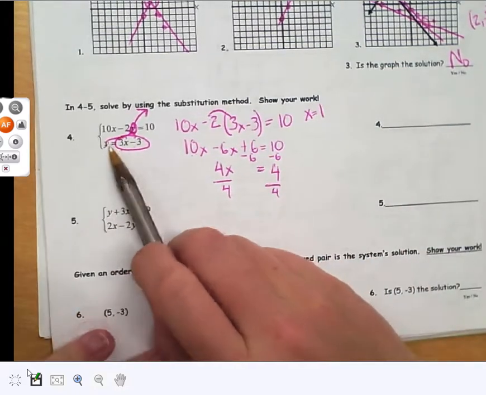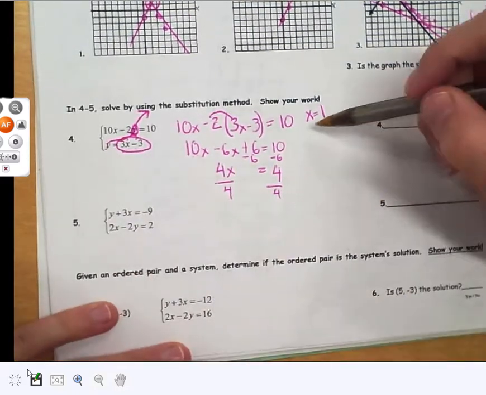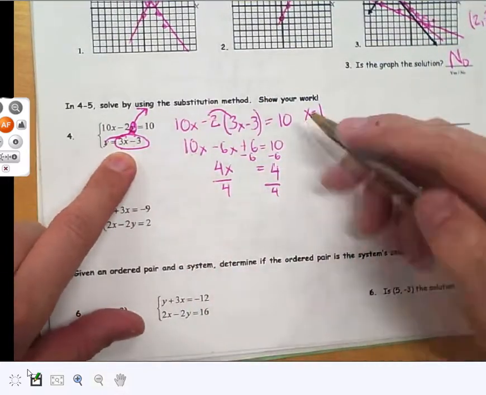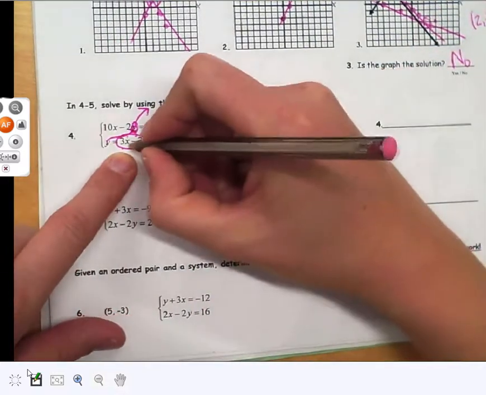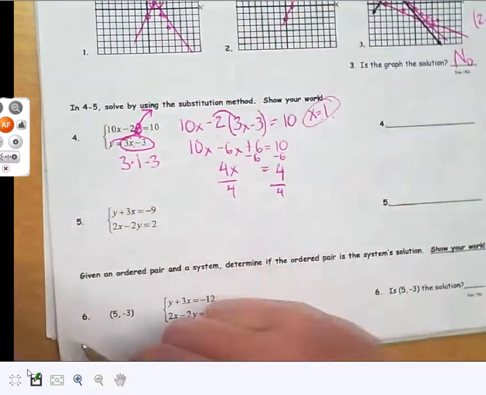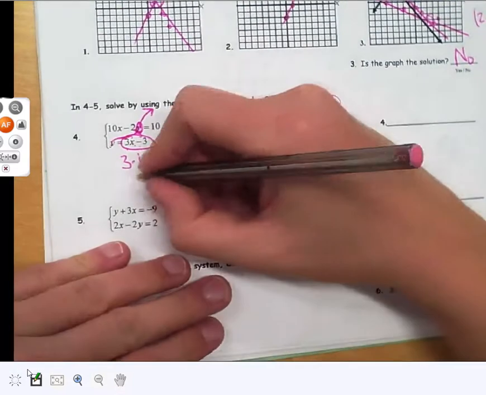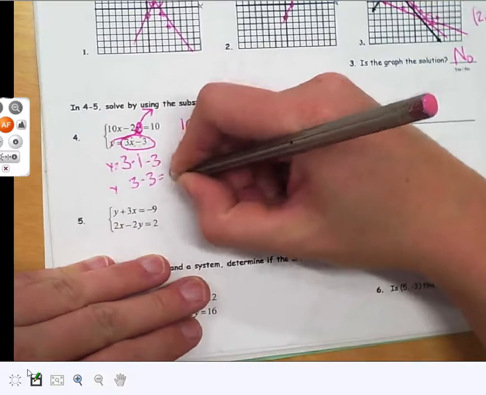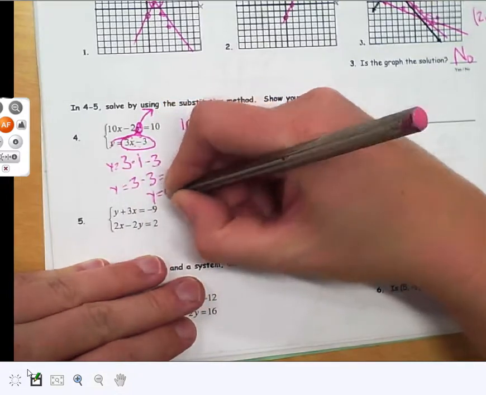So right here, I take this y equals 3x minus 3, and I'm going to substitute again. I'm going to replace this x with what x is equal to. So I'm putting a 1 here. 3 times 1 minus 3. 3 times 1 is 3. 3 minus 3 is 0. So y equals 0.